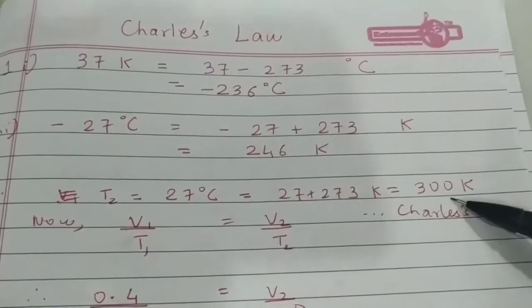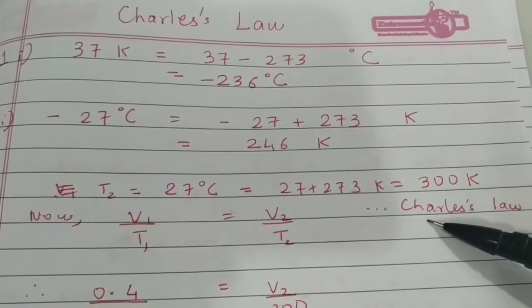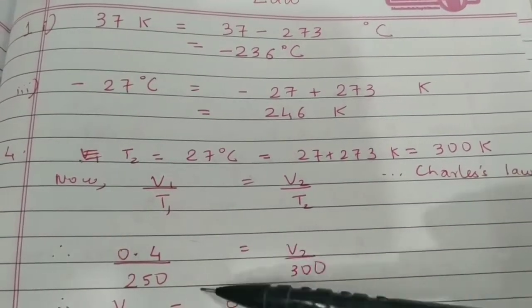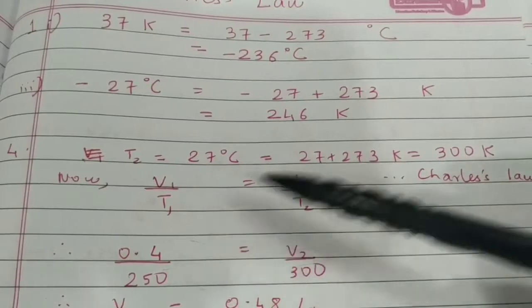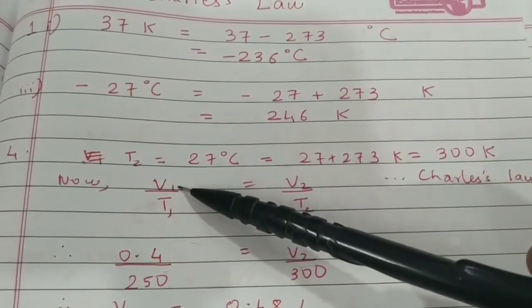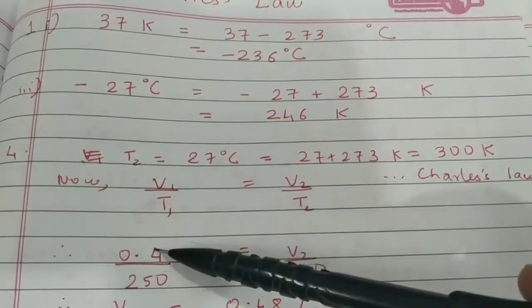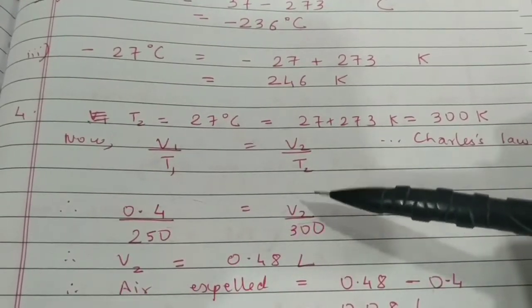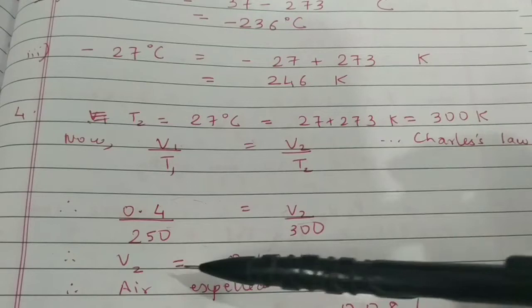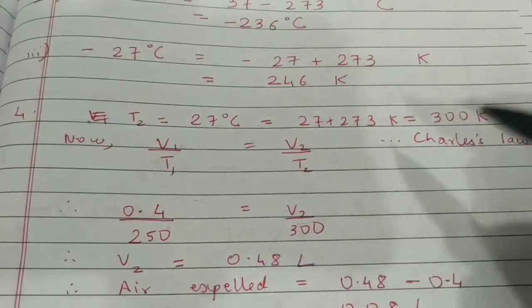By the way, we should always convert degrees Celsius to Kelvin before we use Charles' law, otherwise we'll get a wrong answer. So we substitute the values. Note that the temperature is always in Kelvin. Volume could have any unit; since they give us the value in liters, we keep liters. When we cross multiply, please do that and calculate it in the rough work, I want to see the rough work also, we get the new volume as 0.48 liters.